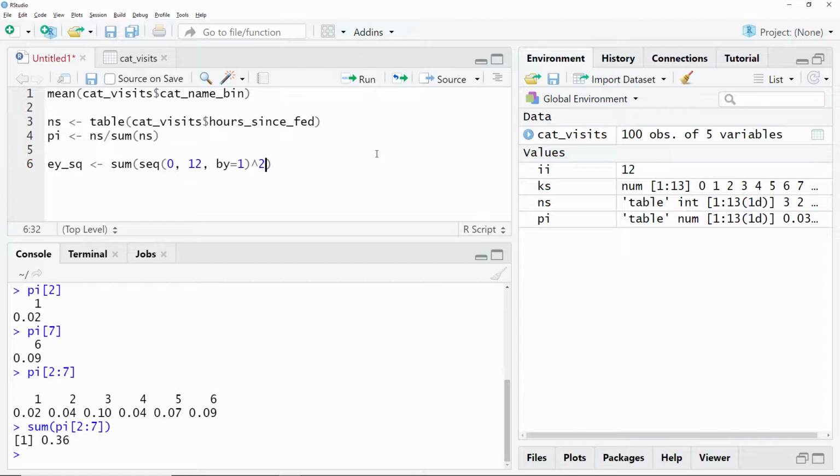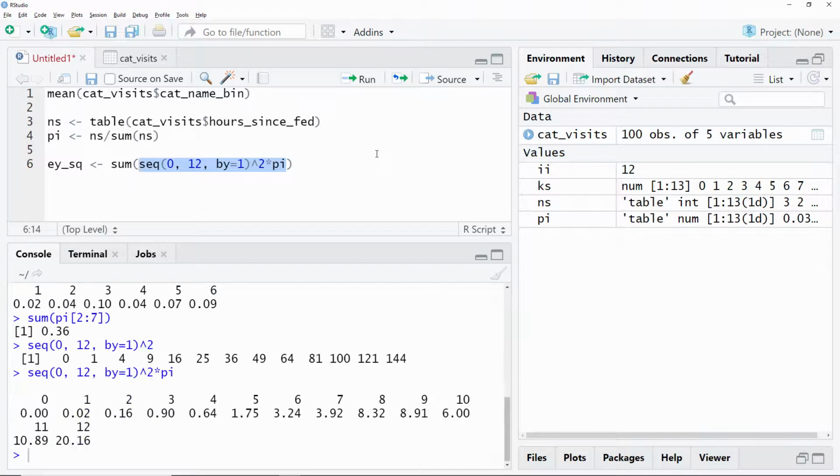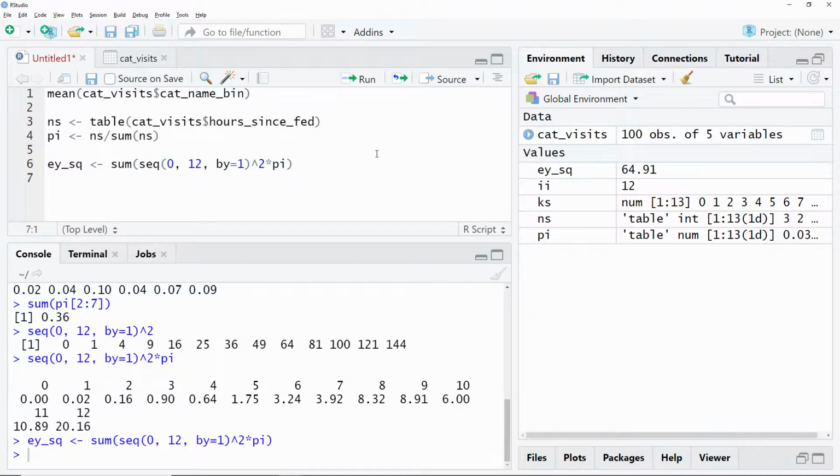So this sequence 0 to 12 by 1, squared, is going to give us the squares along the values 0 to 12. And each of those needs to be multiplied by pi. If we do this, this gives us the inside of our summation. Summing up over those will give us the expected value of y squared, at least using our pi hats instead of our pi's.